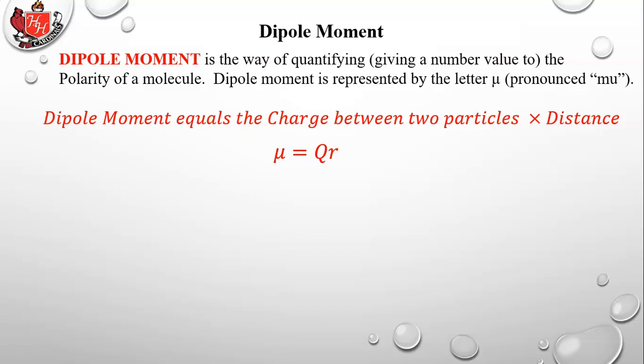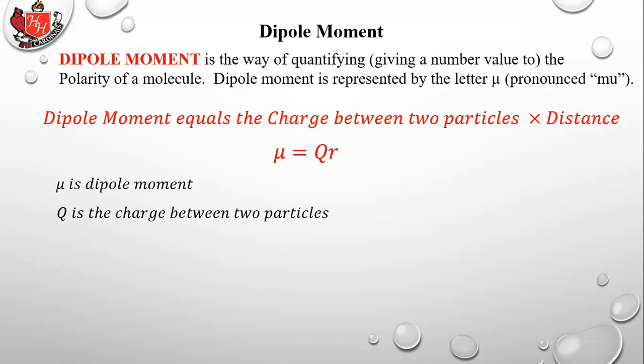So dipole moment equals the charge between two particles times the distance between them. And that symbol there is mu equals QR. So mu is the dipole moment, Q is the charge between the two particles, and R is often used for distance rather than the letter D. R is the distance between the two particles. It's often used in physics and chemistry.